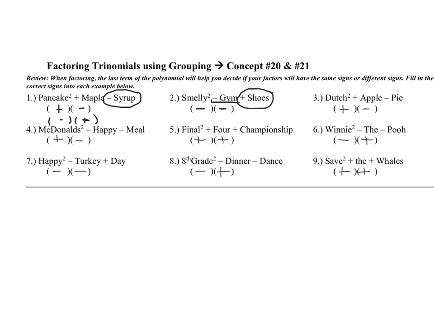And here are the correct answers. Real quick, I just want to remind you, when the signs are different, because we don't know what Dutch, apple, and pie are, it doesn't matter if it goes plus minus or minus plus. So I switched it up a little bit, right? So as long as your signs are different there, it doesn't matter which one goes where.